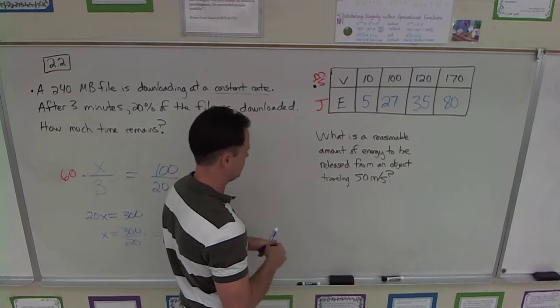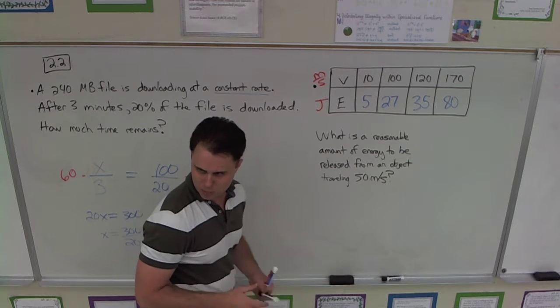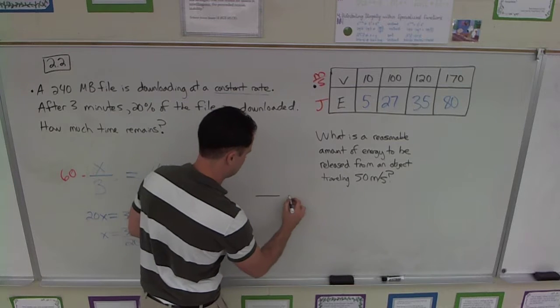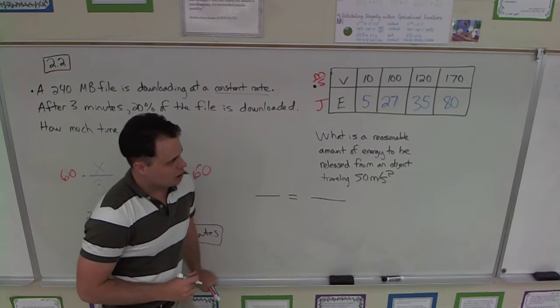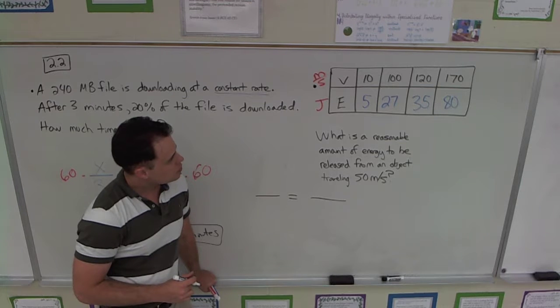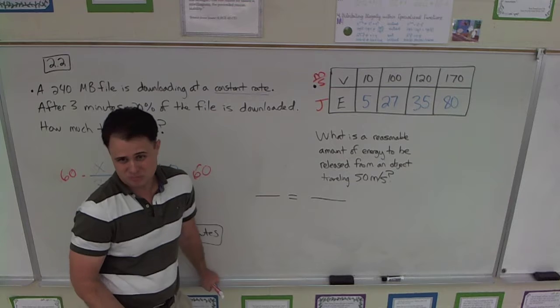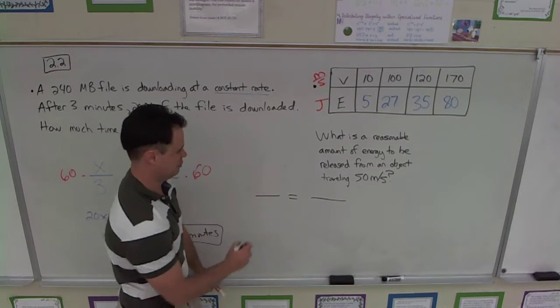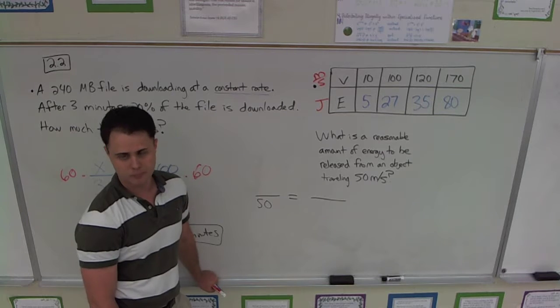So, proportionally. We have 50, so shouldn't we probably get it in our proportion somewhere? I think so. Sometimes it helps to think ahead. What is the reasonable amount to be released from an object traveling 50? I don't know. Does it matter if we put it on bottom or top? I don't know. Move it on the bottom. I don't think there's a good reason for either one.